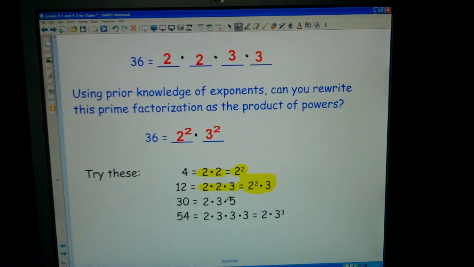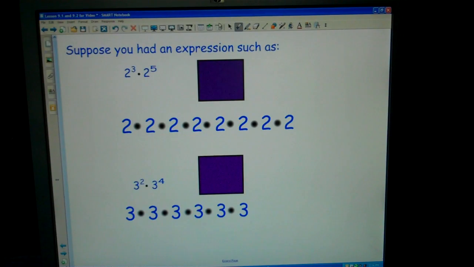30 ended up being 2 times 3 times 5. None of those combine. I can't make an exponent out of that. It doesn't work. And then 54: 2 times 3 times 3 times 3. The 3's can be combined into 3 cubed. And then that 2, he just gets left out here, 2 times this quantity, because he can't be combined with anybody else. All right, moving on.